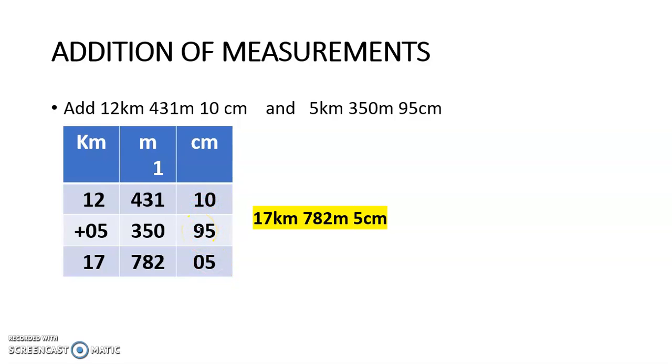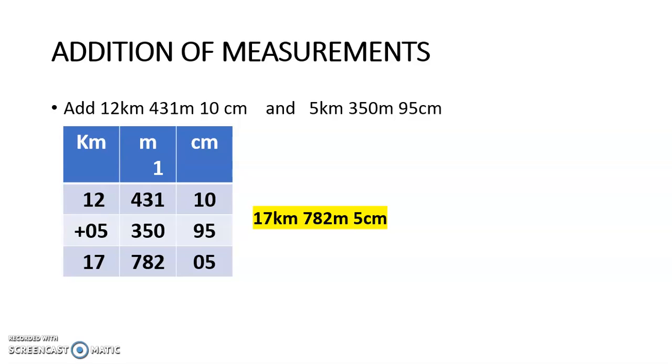0 plus 5 gives us 5. 1 plus 9 gives us 10, 0 here, and 1 will be carried on to the next column, because number of digits in centimeter should be always maximum 2, and in meter columns it can be maximum 3. So 1 plus 1 gives us 2, 3 plus 5, 8, 4 plus 3, 7, and 2 plus 5, 7 and 1 here. So the final answer is 17 kilometer, 782 meters and 5 centimeters. Be very careful in writing the units in the final answer also.